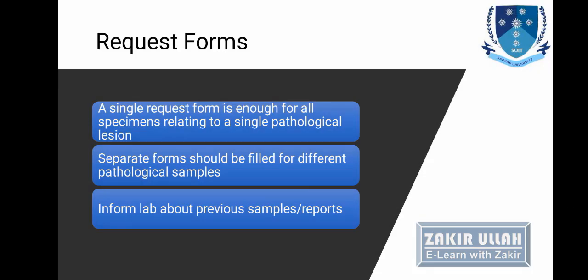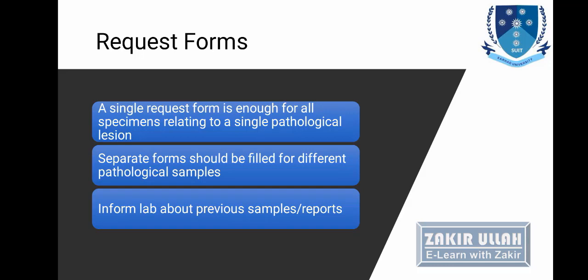Biopsy specimens which are transported to the histopathology laboratory should have a request form. This request form should contain all the related information regarding the patient, regarding the sample, and also the ward, hospital, and other related information. A single request form is enough for a single disease. For example, if more than one biopsy is taken from the same patient at one time, a single request form is enough for all specimens for a single pathological lesion.